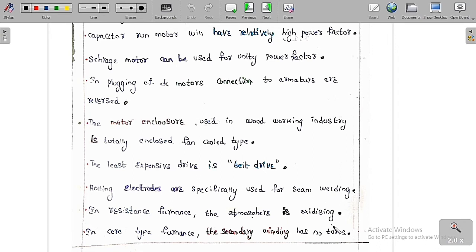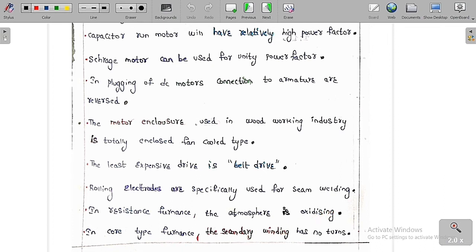In resistance furnace, the atmosphere is always oxidizing. So if you go for the resistance furnace, whatever atmosphere is present there is always oxidizing, which means it is going to raise the temperature of the furnace to a higher value. Basically it is going to increase the temperature to a huge value to make the substance melt in a very small amount of time. So in resistance furnace, the atmosphere is always oxidizing in nature, because we can melt the material in a very small amount of time with the help of this resistance furnace.